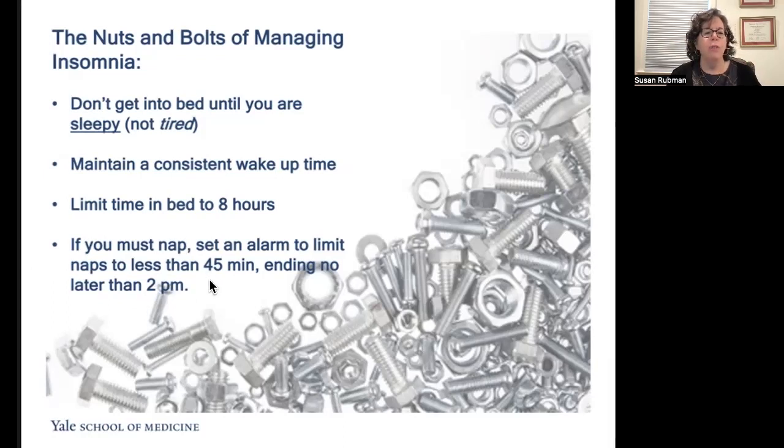The recommendation is that if you must nap, set an alarm for no longer than 45 minutes after the time that you lie down, ending no later than 2 p.m. Taking a nap later in the day is like having a really, really big snack before you sit down for a meal. If we sleep later in the day, our sleep drive, our need for sleep, is decreased, just like if we have a big snack before a meal, our hunger is decreased. So we want to give more time between any potential nap and our bedtime.